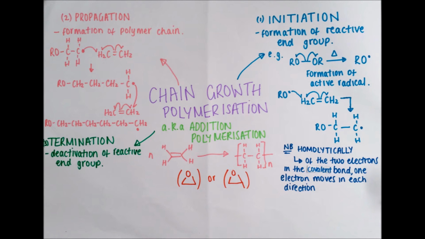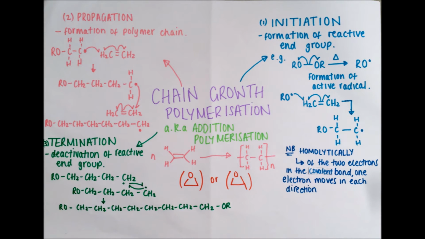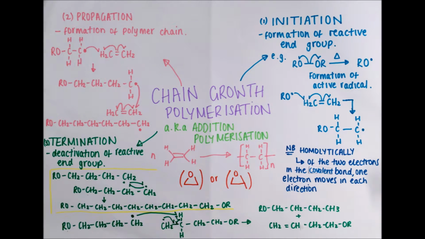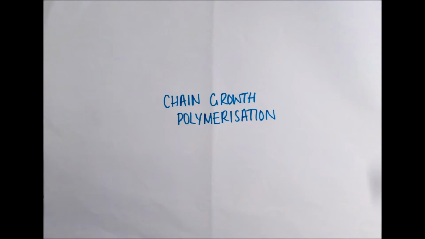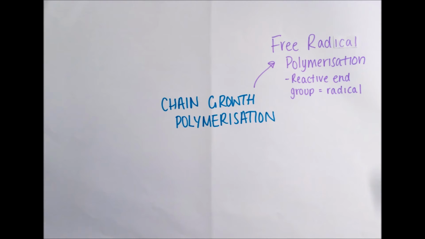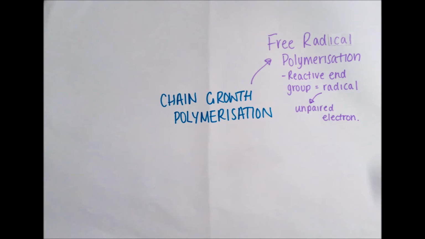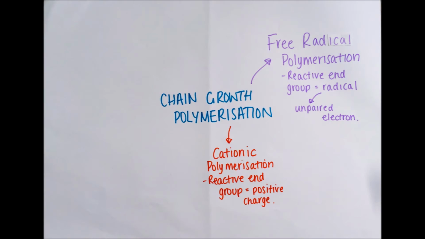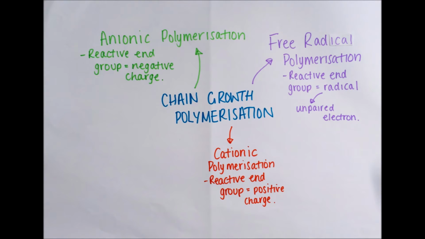In the example of ethene that I have used here, there are two possible ways that termination can take place: chain combination or disproportionation. The addition polymerization of ethene to polyethene is an example of free radical polymerization. This means that the reactive end group that's formed on the monomer is a radical, meaning it possesses an unpaired electron. The types of chain growth polymerization are named according to the nature of the reactive end group. For example, radical, or there is cationic, presence of a positive charge, or anionic, presence of a negative charge.